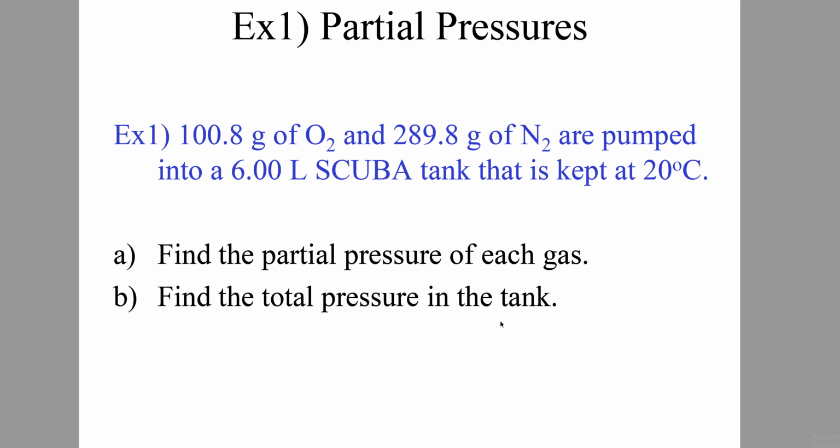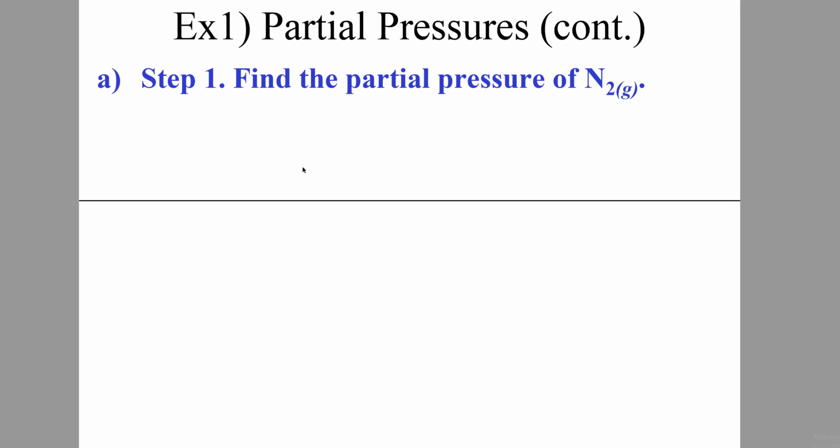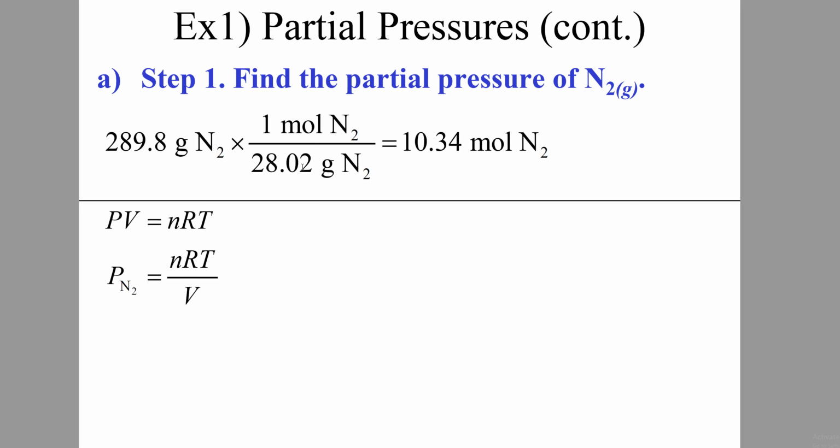Alright, so for this type of equation, you first have to assume that these gases, when they are put in the same container, the total is going to be a sum of those gases. The first thing you want to figure out is the partial pressure of N2. If I figure out how many moles of N2 I have, you find out that it has 10.34 moles of N2. So divide 289 by the molar mass, and you get 10.34.